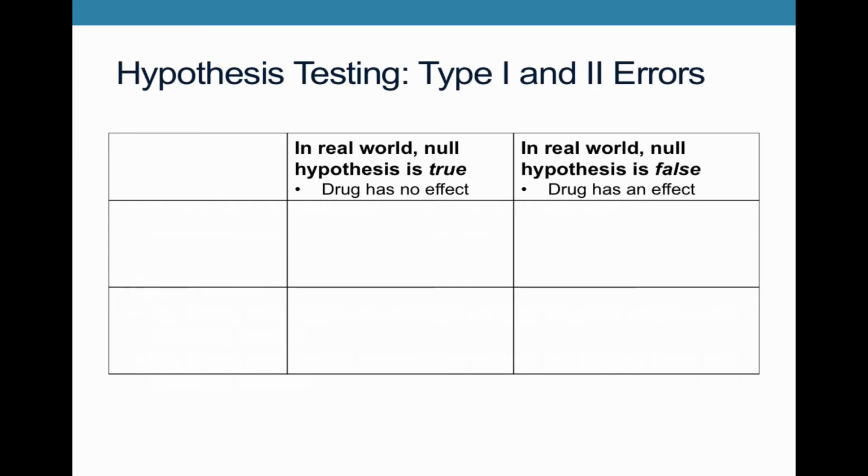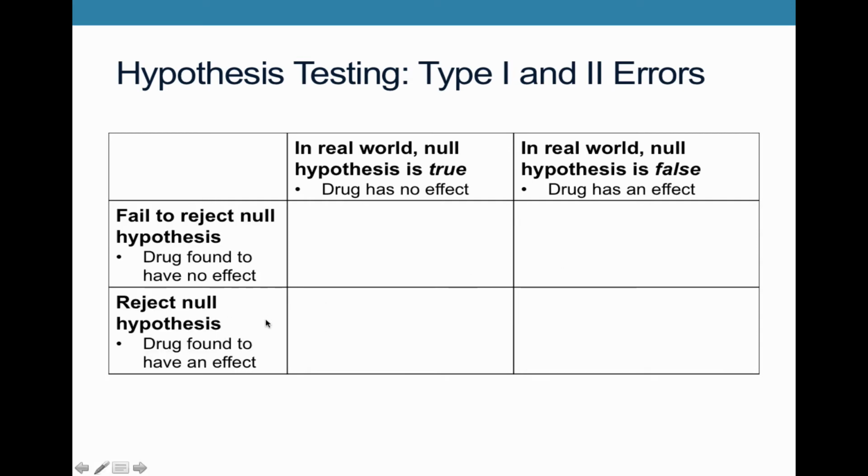So there can be two scenarios in the real world. One, that the drug has no effect, and this would be that the null hypothesis is indeed true, right? If you observe that there's no relationship, that's because there is no relationship. So the drug has really no effect. Alternately, the drug could have an effect, in which case the null hypothesis would be false, right? So these two columns are going to be the underlying real world that we see.